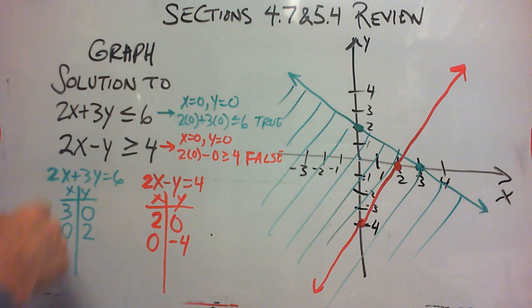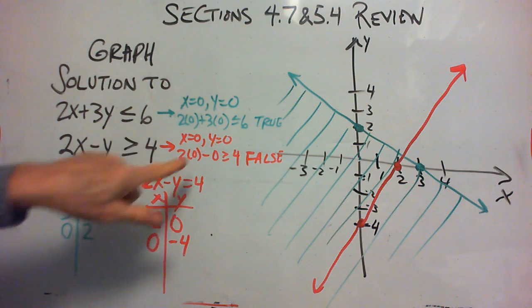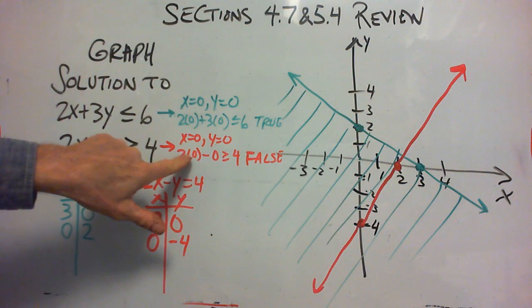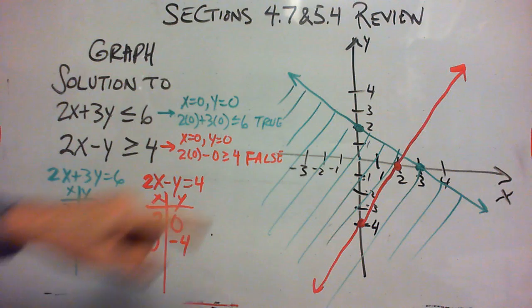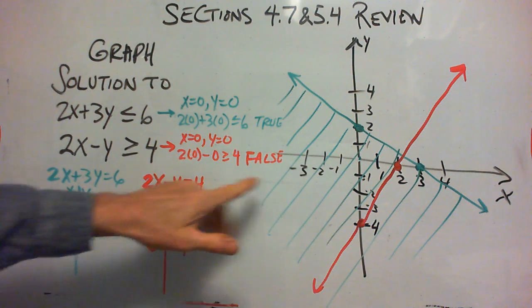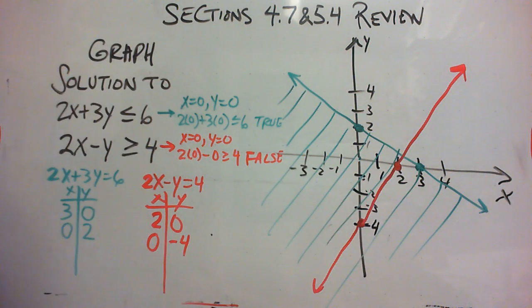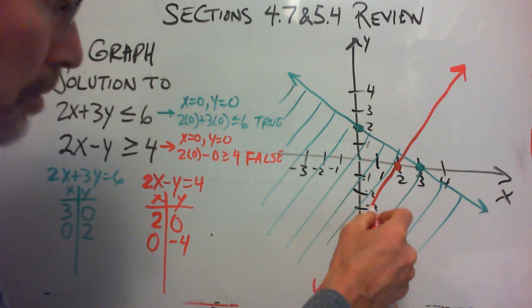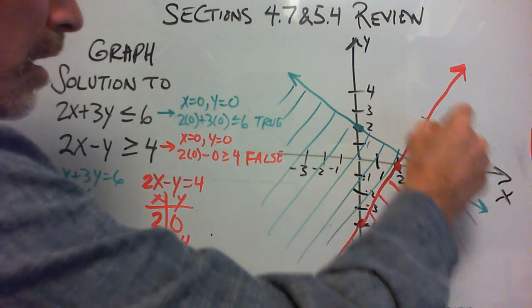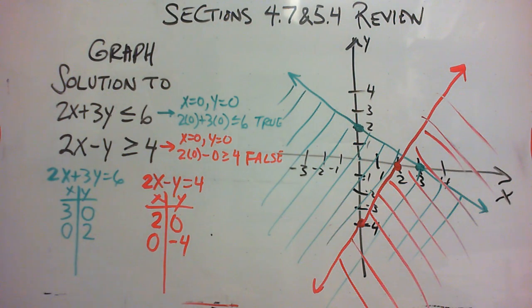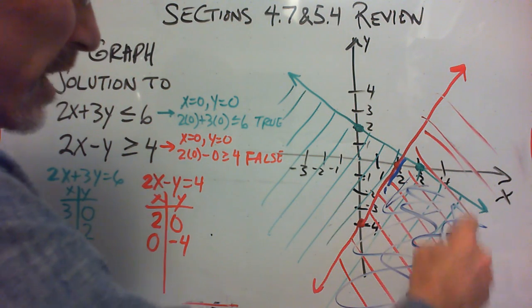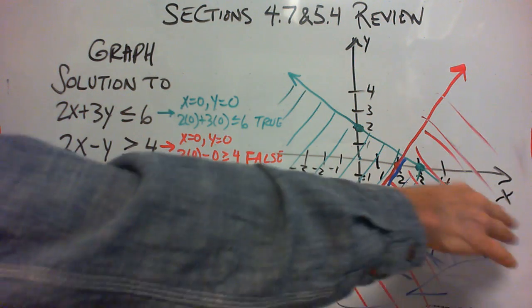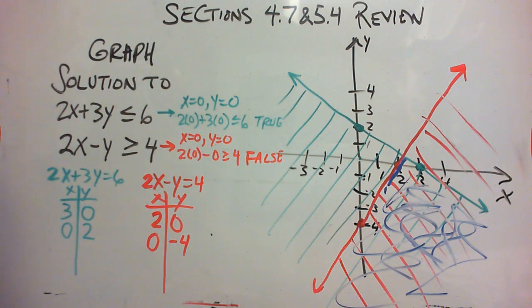Now, for 2x minus y greater than or equal to 4, I plug 0, 0 into that one, and I get 2 times 0 minus 0 greater than or equal to 4. Well, that's 0 greater than or equal to 4, which is false. That means I don't shade the side that contains 0, 0 for that one. I shade the other side, the bottom side. So now I look, where do these shaded parts intersect? And it's this bottom corner. Everything in this bottom corner, that's our solution, the common shaded area.